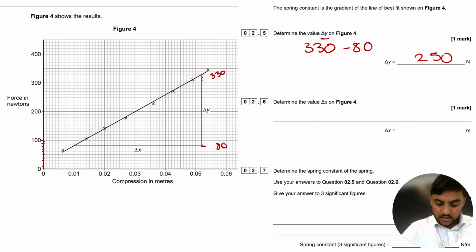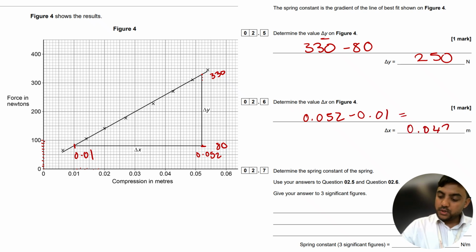Determine the value of delta x. Well, what does it go up in now? It's 0.1, then 0.01 and 0.02. So there's 0.011, 0.012, 13, 14, 15, 16, 17, 18. Yeah, so it goes up in 0.001s. Therefore, this is 0.01 and this is 0.052. 0.052 take away 0.01 gives you an answer of 0.042.